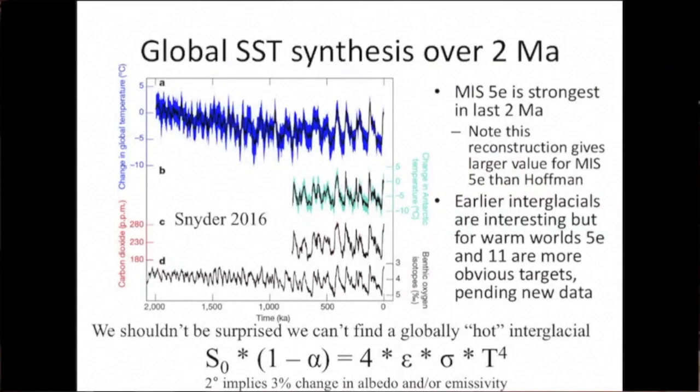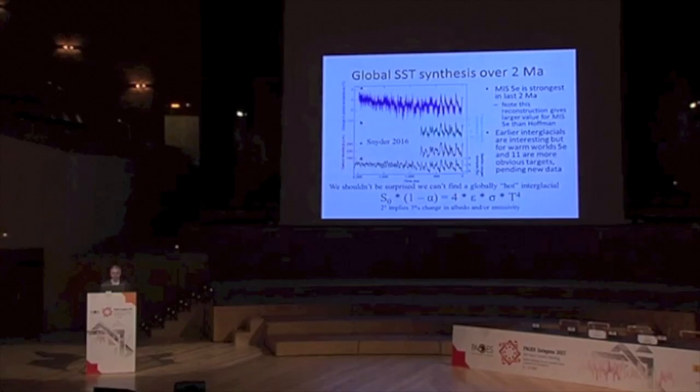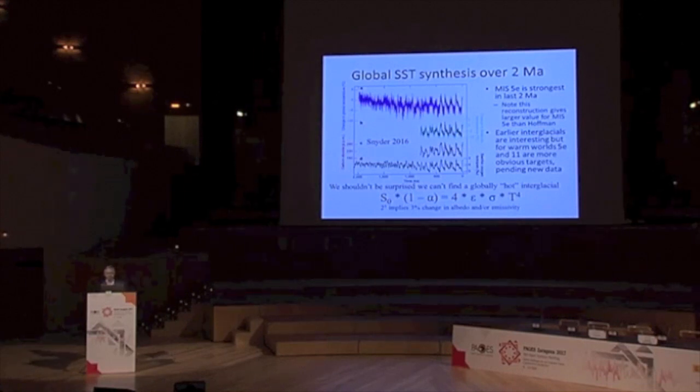I just wanted to add this because I think we rarely think about this. I hear people searching for a really warm interglacial, a globally warm interglacial, and I think we should just step back and think about the physics for a minute. We shouldn't really be surprised that we can't find a hot interglacial, because we are stuck with the physics of the energy balance of the planet.